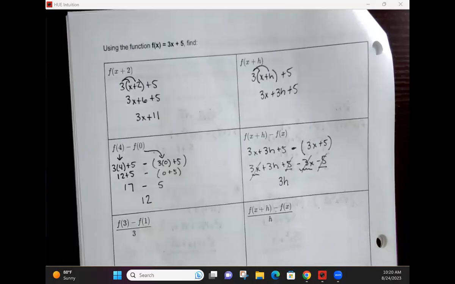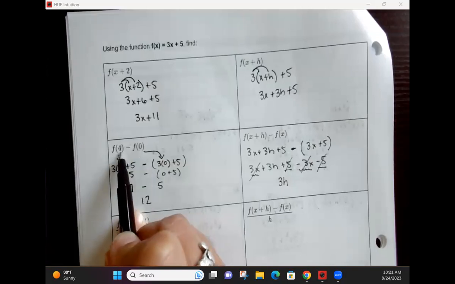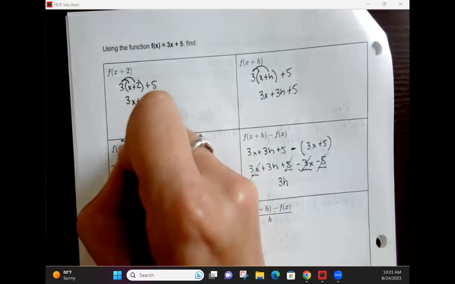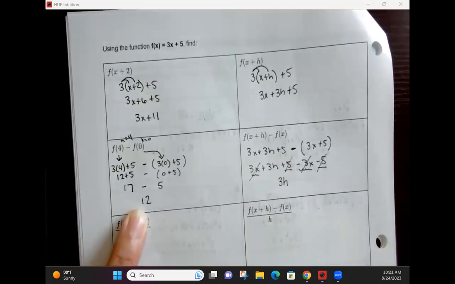Okay. So the difference between my function at x and my function at some number bigger than x is 3 times whatever that h value was. Notice that kind of tracks with what we saw here when we plugged in actual values. The difference between my function at 0 and my function at 4, right? If x equals 0, that means h was 4, 3 times my h value, 3 times 4.